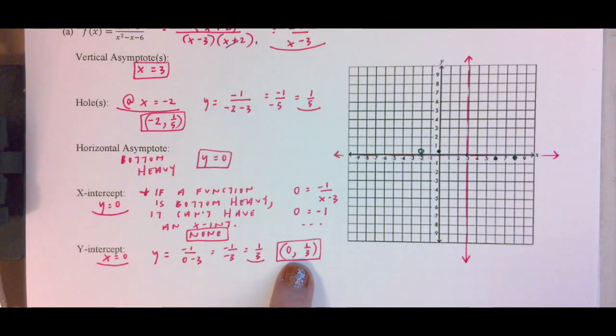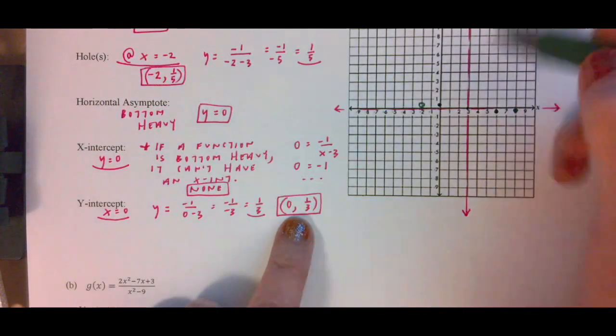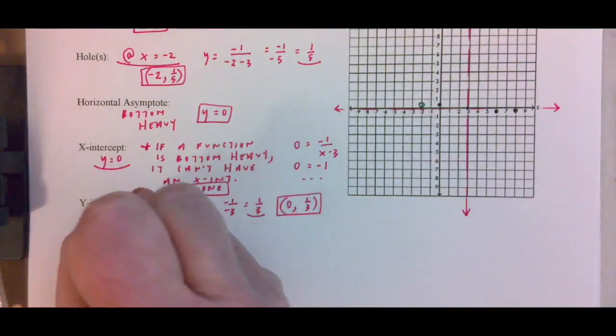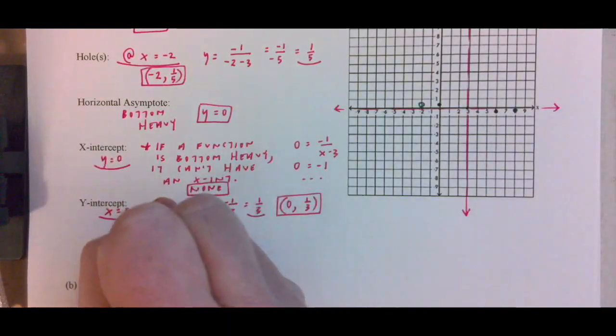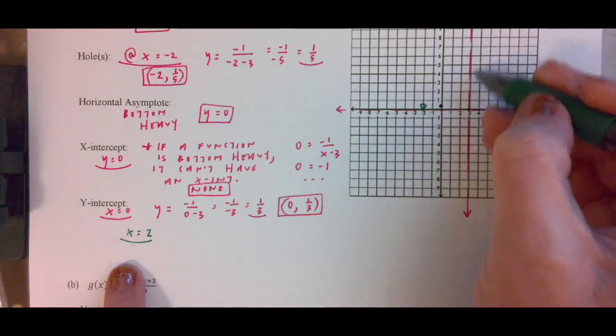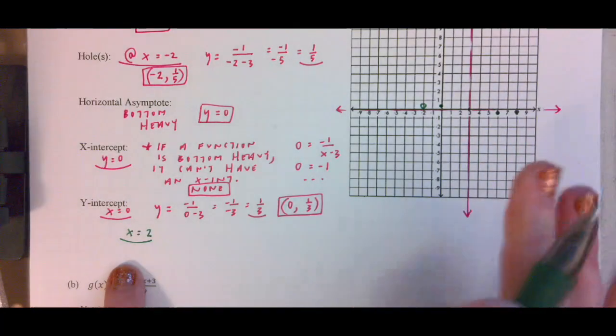Ooh, but I like having just one more point. So let me slide this up for a minute. So here's where my vertical asymptote is. Let's say that I use x equals 2 for my one more point. I use the x value that is one left of where the asymptote is.